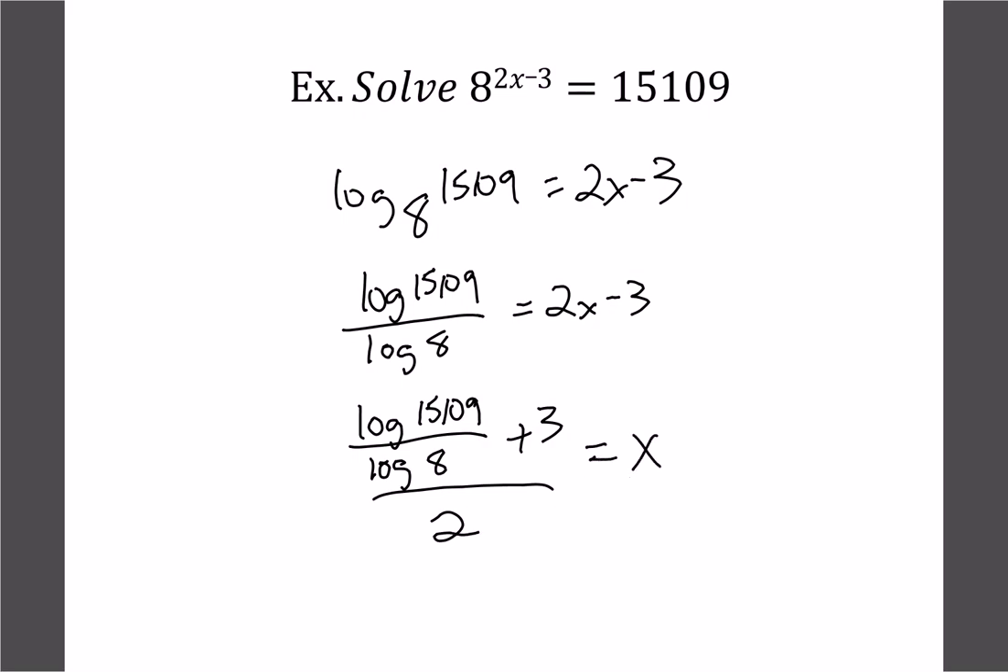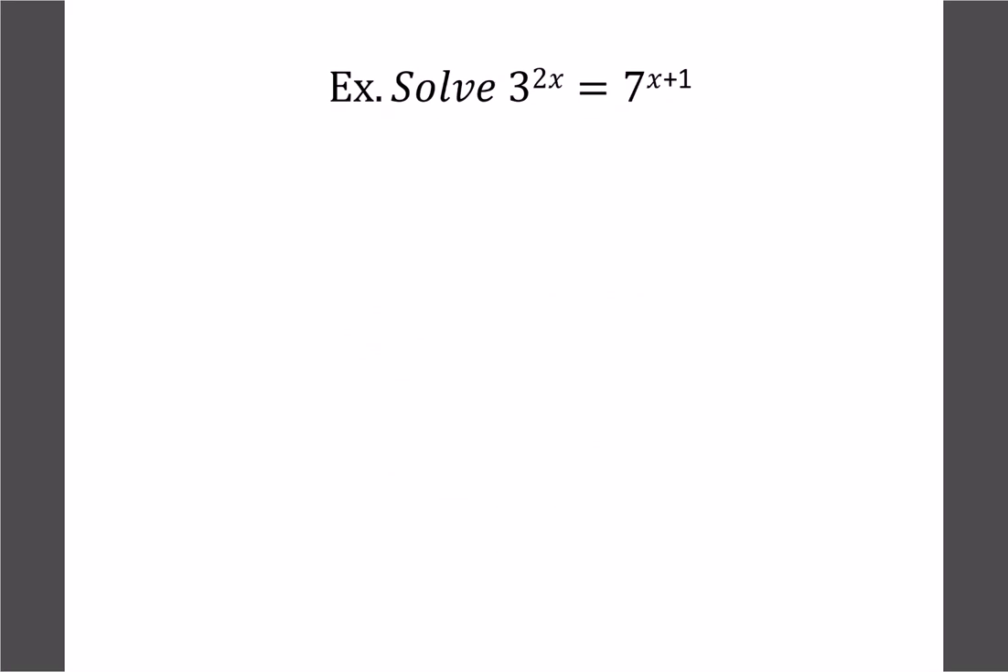So that would be our exact answer, but if we wanted the decimal, it's pretty easy to do. Just plug that all in. So go log 15,109 divided by log 8. That works out to 4.6. So 4.6 plus 3 would give us 7.6, divided by 2, we get 3.81 roughly. Okay, so sometimes the exact solutions are a little bit bulky because we're dealing with logs, but whether you write the exact or the decimal, it really doesn't matter.